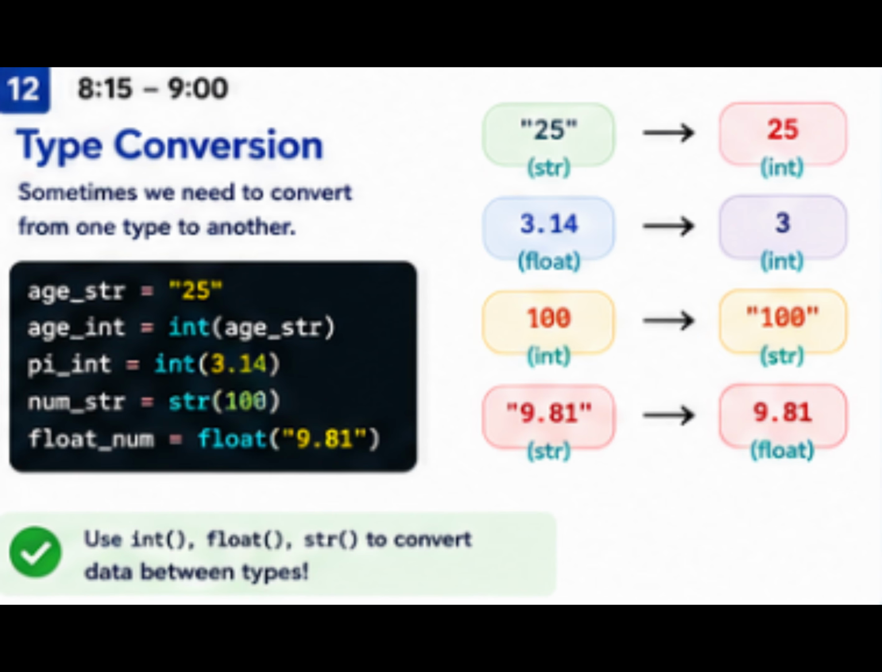Sometimes information needs to change from one data type to another. For example, a number entered as text might need to become a numerical value before calculations can be performed. Converting between data types allows programs to handle information correctly and perform useful tasks. This flexibility helps programmers solve problems and work with data from many different sources.